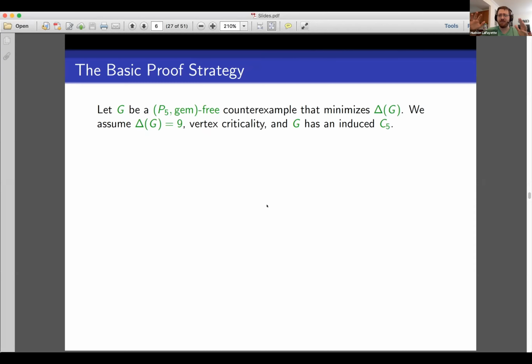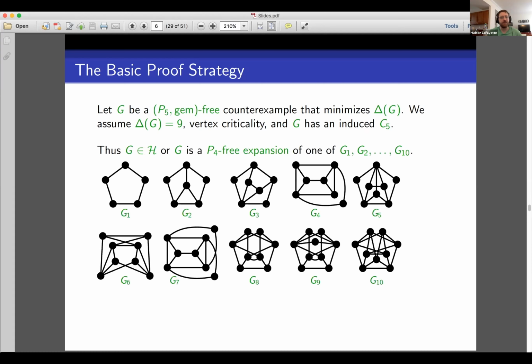So sort of a tip of an iceberg thing. As soon as you look under the water, the strong perfect graph theorem is this huge gigantic thing. When I just say G has an induced C5, it's just the tip of the iceberg. That's a big result. So we get to use their global structure theorem. So we're 1 of 11 cases. So then here's the graphs. Like I said, relatively small graphs, G1 through G10.